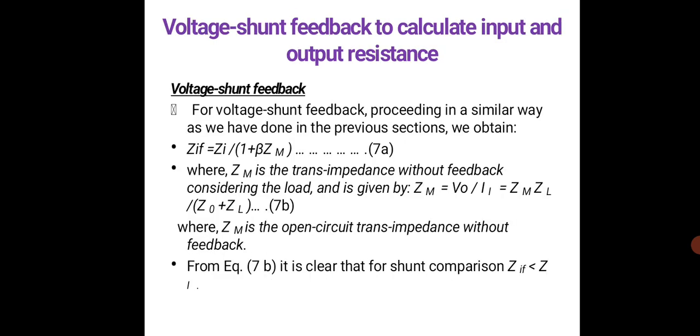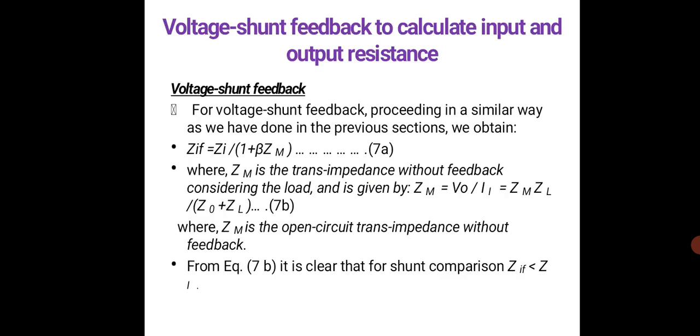Similarly, for voltage shunt feedback, you can calculate the input and output resistance in a similar way as we have discussed in the previous sections. Here the transimpedance comes into the picture, which is denoted as Zm without feedback, considering the load, and it is given by Zm equal to V0 by Ii, where Zm is the open circuit transimpedance without feedback. From equation 7b, it is clear that for shunt comparison, the input impedance should be greater than the feedback impedance, which is the vice versa of the previous case.